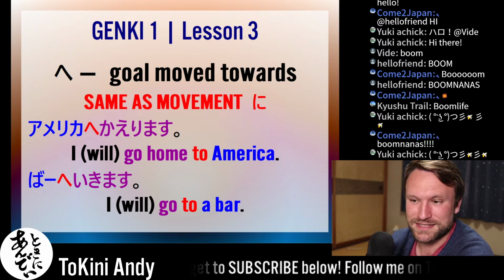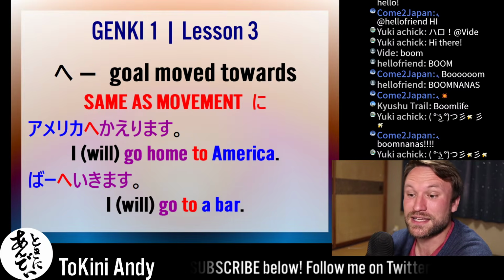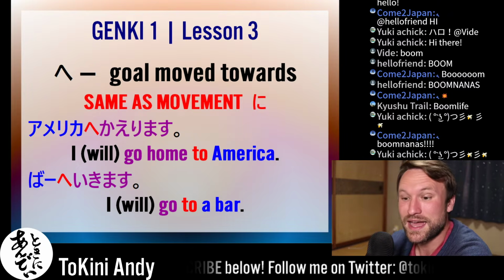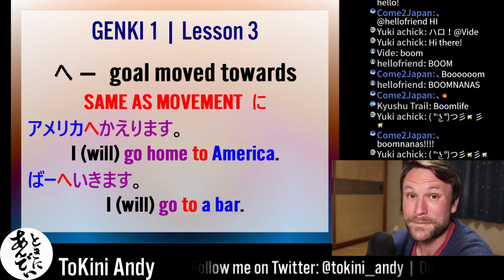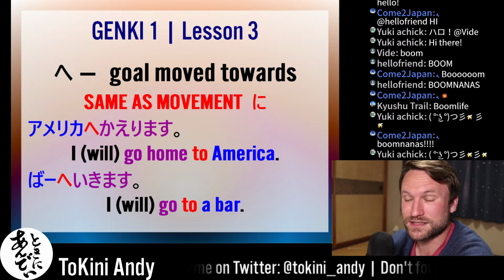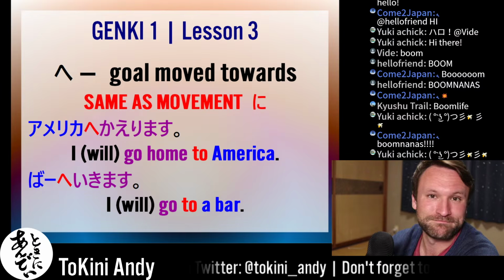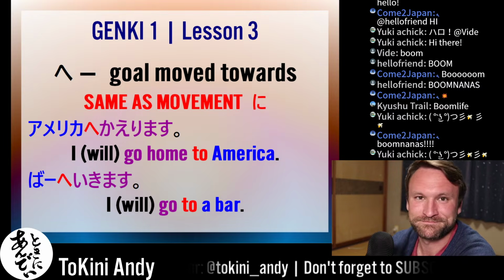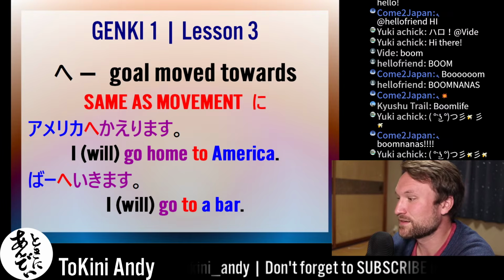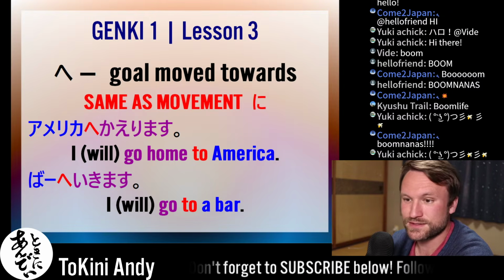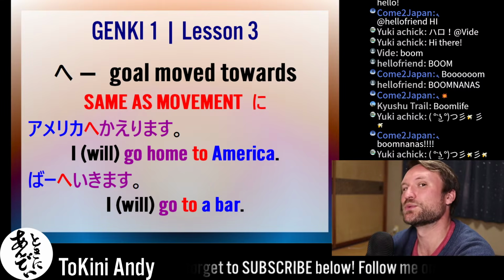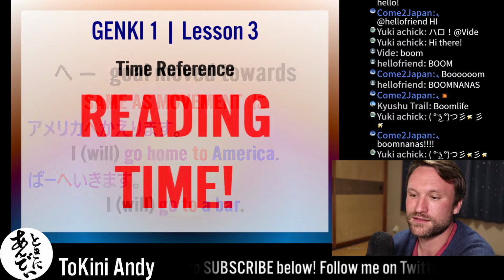So exactly the same sentences as before. America ni kairimasu becomes America e kairimasu. Literally the same. Ba e ikimasu. There's no secrets. There's no exceptions. It's all just the same as ni. Marks the direction, basically translates as "to." And that's it. So the particles were not too confusing in here, I don't think, right?